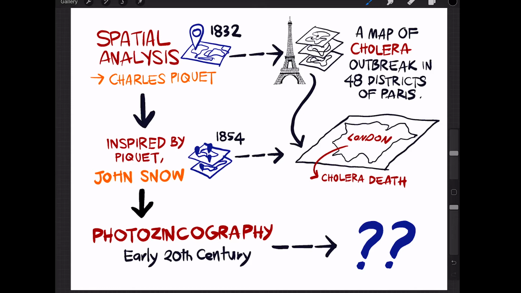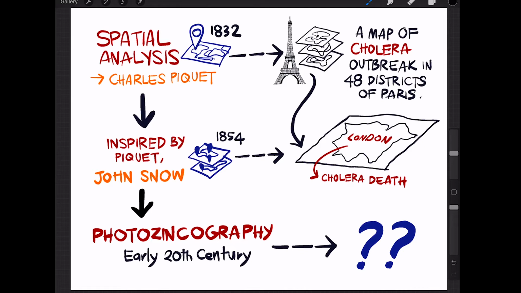Then it goes to another part of history. Inspired by Piquet, John Snow, a Briton, in 1854, copied the method of spatial analysis made by Piquet to depict the cholera deaths that occurred in London at that time. So Piquet had a successor, which is John Snow. After quite some time, in the early 20th century, this spatial analysis became a trend over the years and over the century.